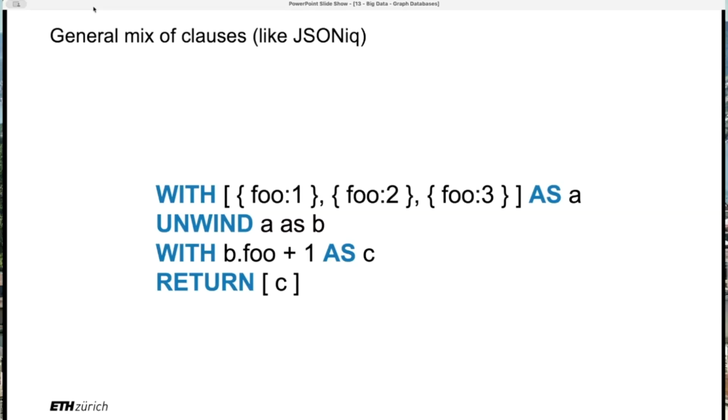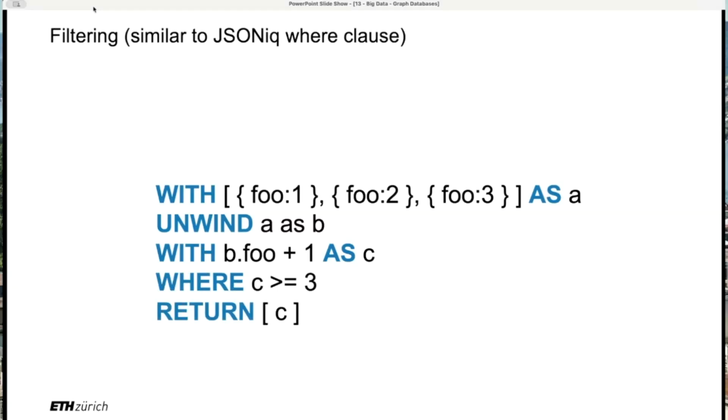And then we wrap C in an array. So we are going to have now an array with an array with 2, an array with 3, and an array with 4, right? So 3 arrays. Okay? Where clause? We already know that too. That's just like the JSONic where clause. It's just going to filter.